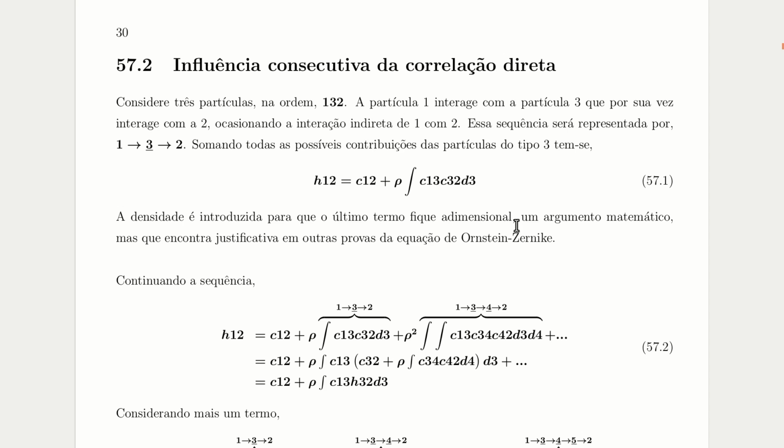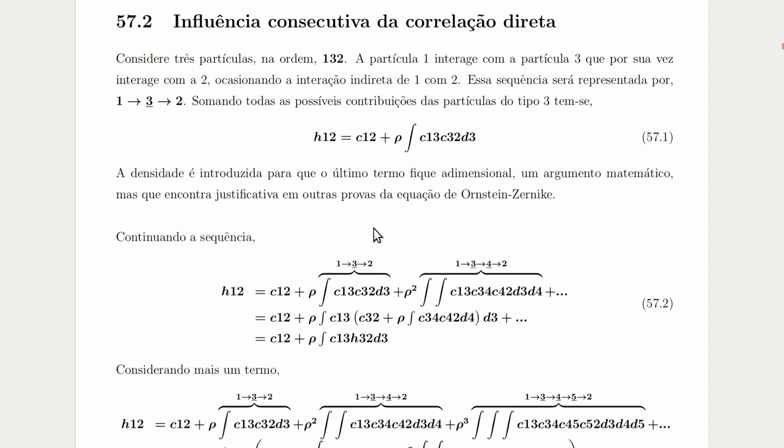The proof I'm going to give here is a very simple one, a didactical one, but it is not the way it was proved originally by Ornstein and Zernike. Ornstein and Zernike did it in a statistical way, considering fluctuations. And there are several other ways to prove Ornstein-Zernike, such as using graph theory or using density functional theory. But that's the simplest one, and you arrive at the Ornstein-Zernike equation in a didactical way.